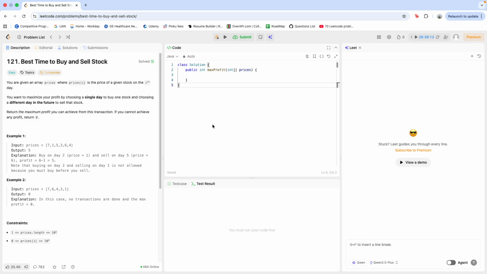Imagine you are given stock prices for each day and your goal is to make the maximum profit with just one buy and one sell. Sounds simple, right? But many people solve this inefficiently. In this video, I'll first explain the brute force approach, then we'll optimize it using the greedy algorithm, and finally implement the optimal solution step by step. So please be with me.